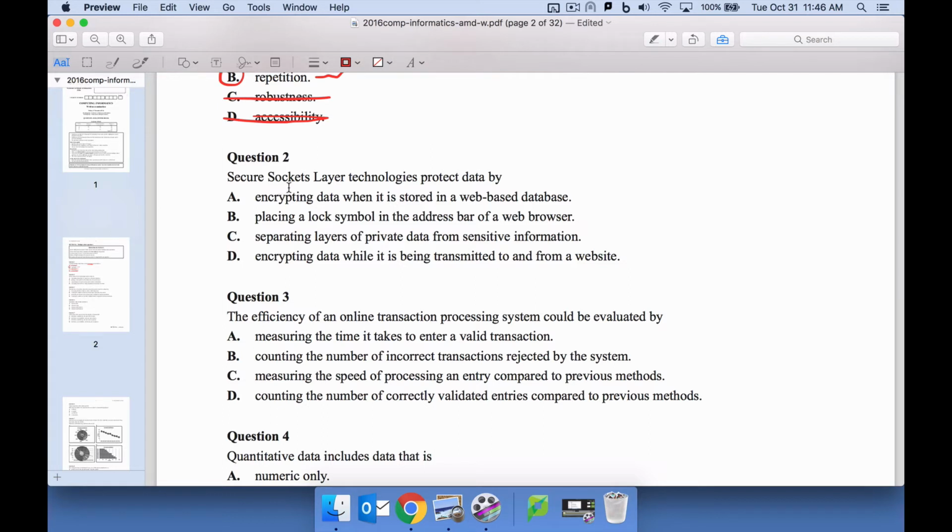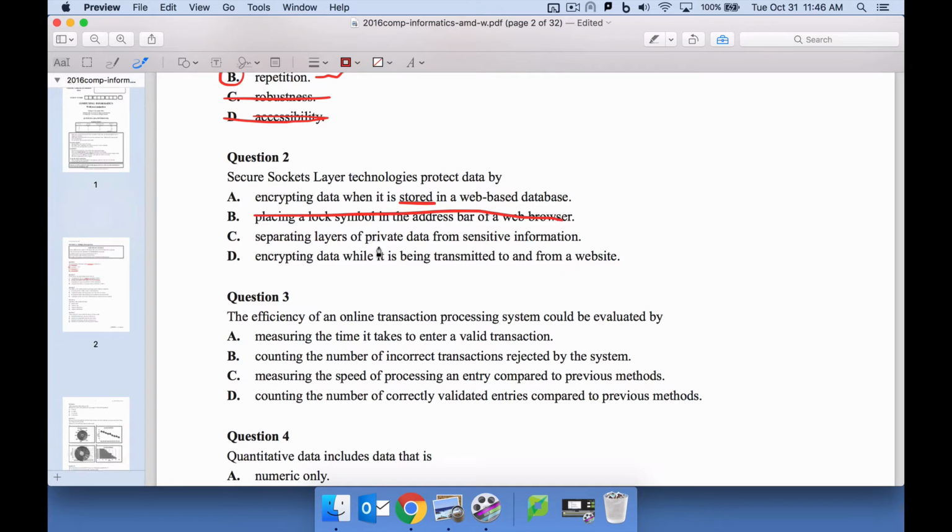Question 2. Secure socket layer technologies, or SSL, protect data by, A, encrypting data when it is stored in a web-based database. No. SSL isn't to do with storing data. B, placing a lock symbol in the address bar of a web browser. SSL doesn't work entirely by simply putting a lock symbol. So it's definitely not that.